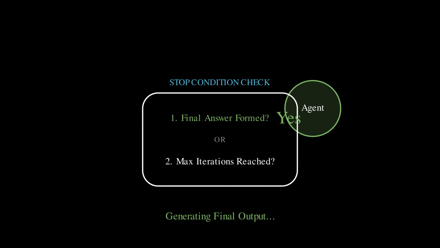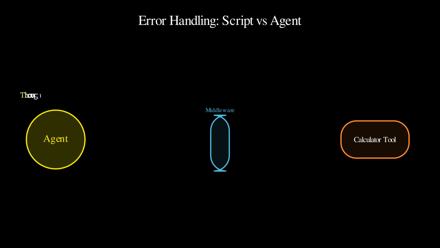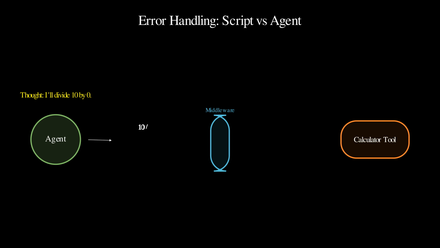But let's address a common misconception. We're giving this brain hands, but sometimes hands drop things. Right. What happens when a tool breaks? This is a huge one. A lot of developers think if a tool fails, the whole agent just crashes. Right. If I divide by 0 in my Python script, the script dies. In a normal script, yes.